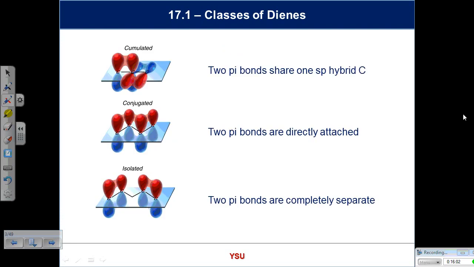Here we see the different types with some molecular orbitals from the textbook. At the top we have something called a cumulative diene, something called an allene. If you wanted to draw this out, it would look kind of odd. This molecule here, CH2, double bond C, double bond CH2. All right, that exists. It's a very interesting molecule. It's called allene.